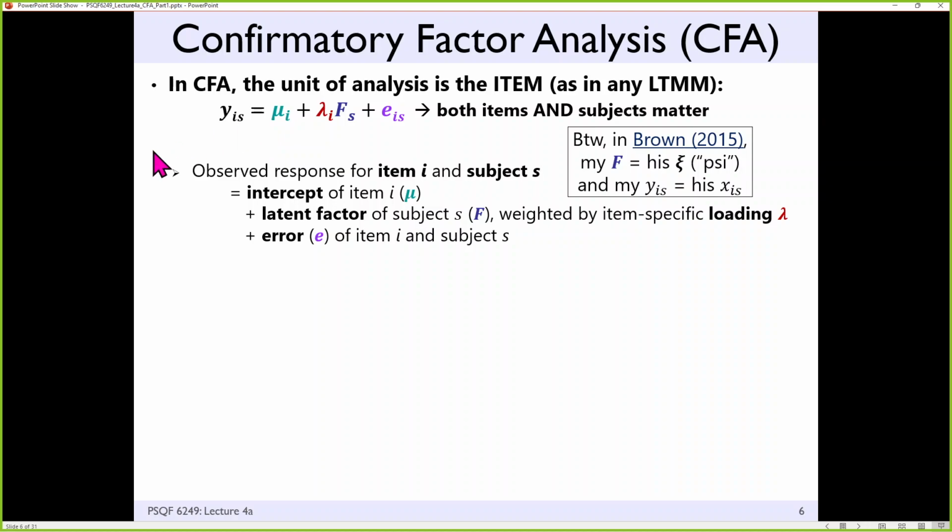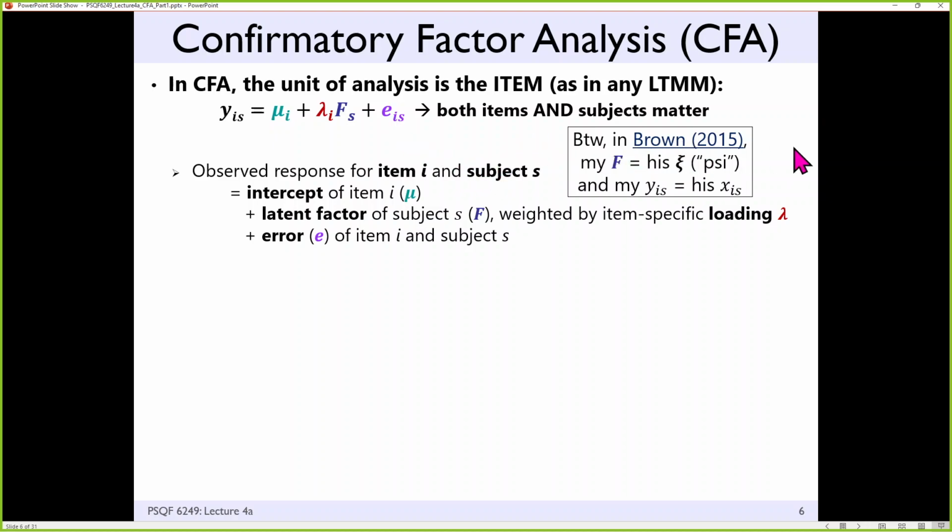That's the problem. So each item gets its own intercept. Each item gets its own factor loading. Each person, each subject, gets its own factor score. They're standing on the latent trait you're trying to measure with these items. And each item has a separate error for each subject. So IS.